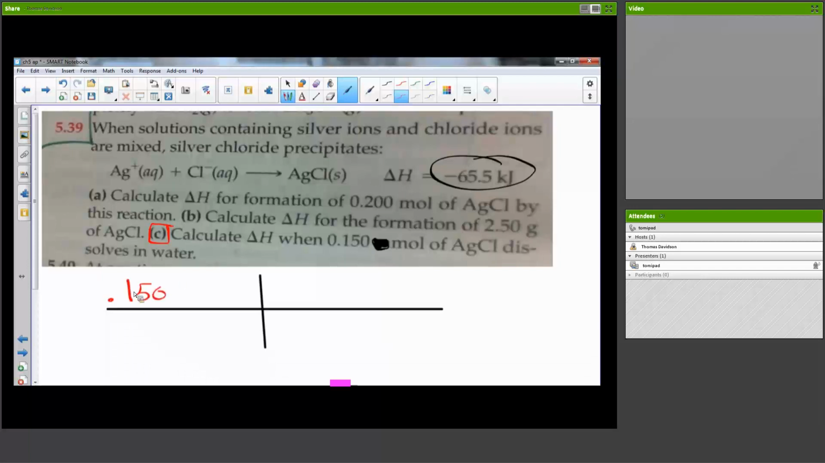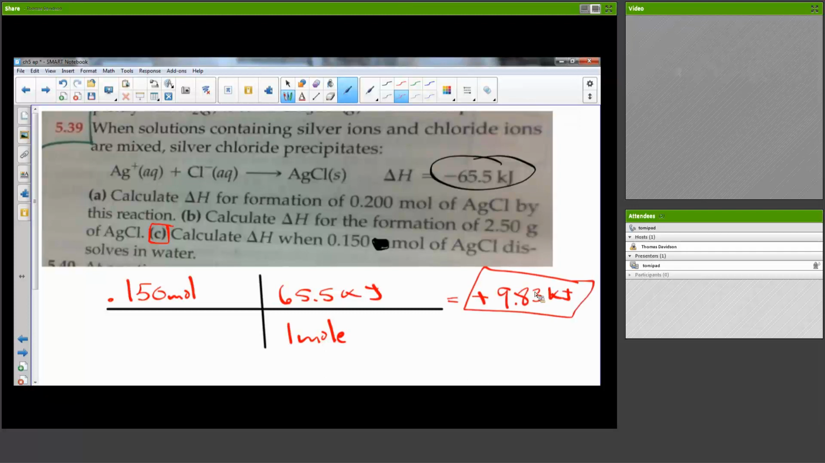0.150 mole. And now I have 65.5 kilojoules per every 1 mole. And I just multiply them, and what do I get? 9.83 kJ, right?